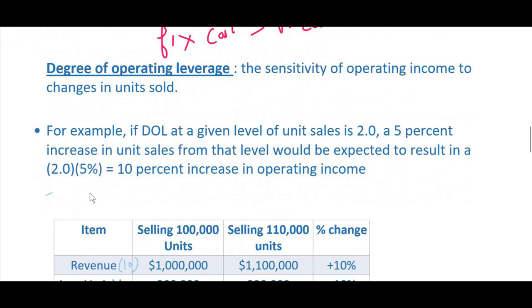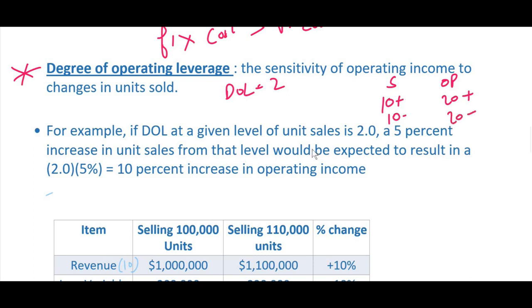Now this is a term that is highly testable. Degree of operating leverage is the sensitivity of your operating profit to changes in sales. That is, if I say my DOL is 2, it means if my sales increase by 10%, my operating profit will increase by 20%, and vice versa. That is, if my sales decrease by 10%, my operating profit will decrease by 20%.